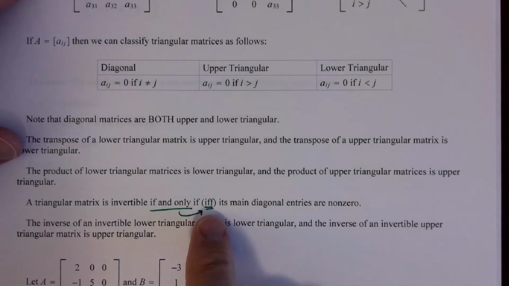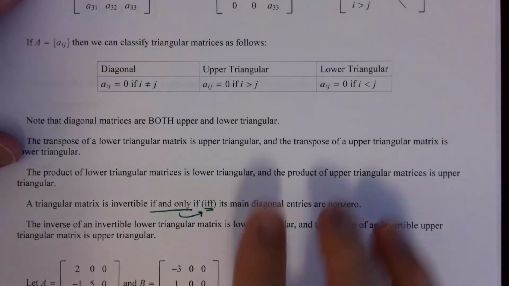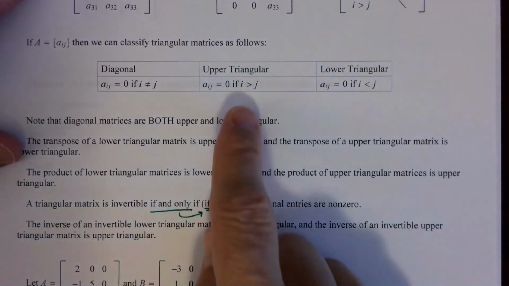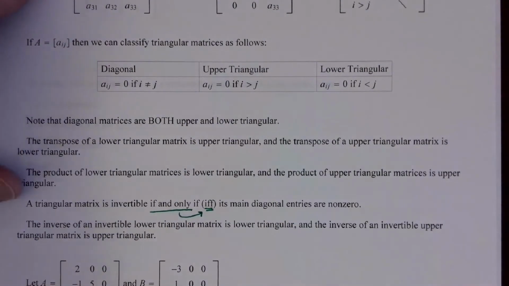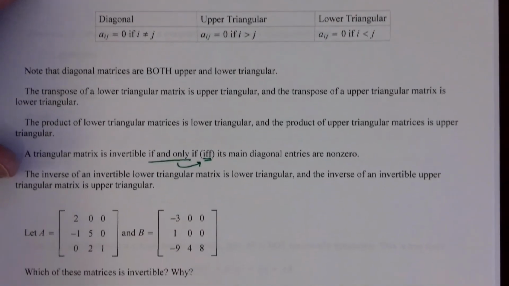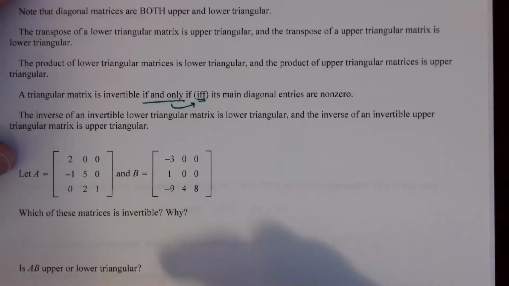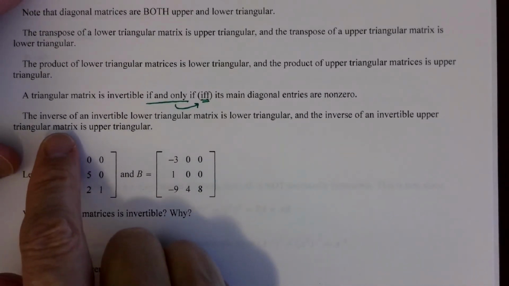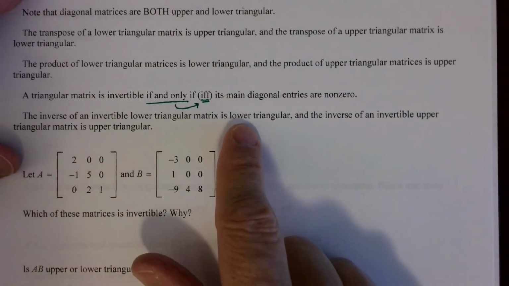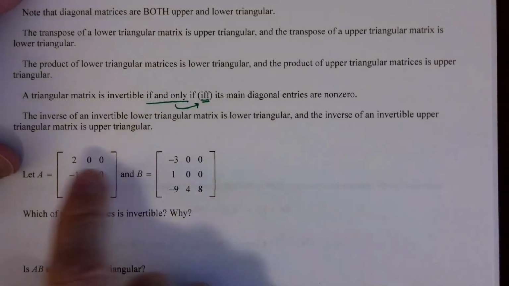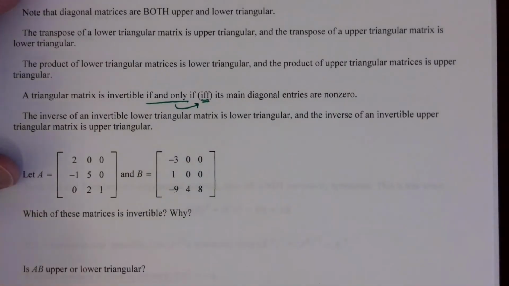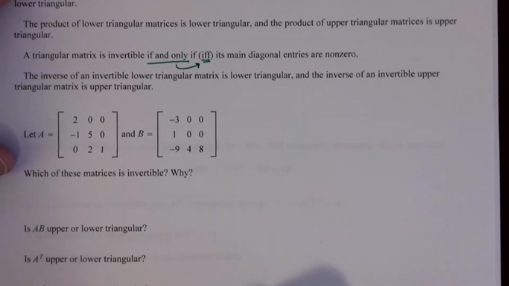But that's very similar to, of course, diagonal matrices. So for all our triangular matrices, upper, lower, diagonal, they're going to be invertible if the main diagonal entries are non-zero. And if we have an invertible lower triangular matrix, its inverse is going to be lower triangular. And the inverse of an invertible upper triangular matrix is going to be upper triangular.